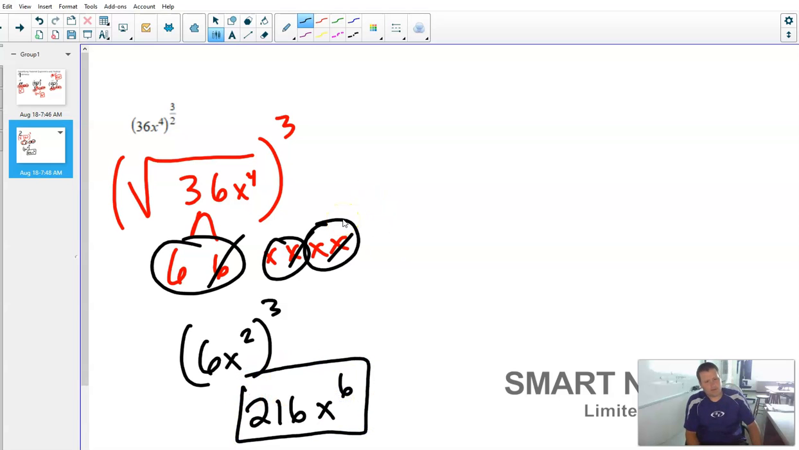And there we go. So that's how we deal with simplifying these radicals and these rationals.